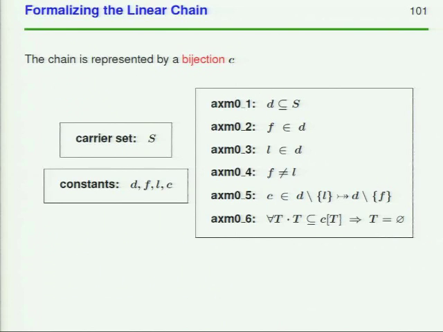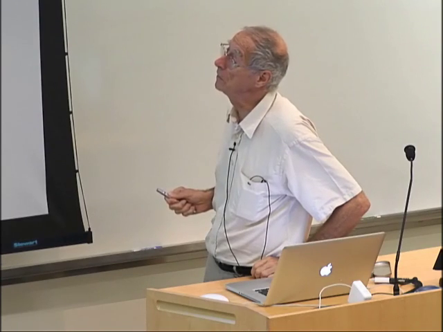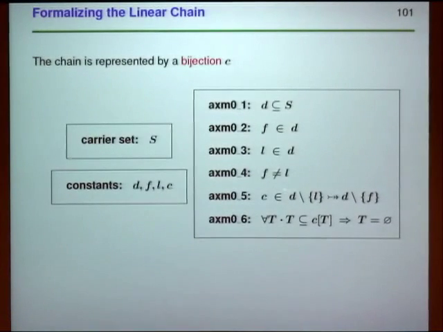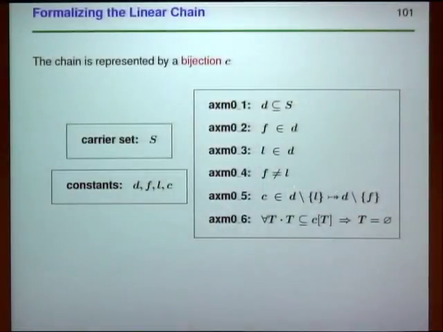Okay, so I have to formalize this and to formalize what it means to reverse this chain. So let me do this. D is the elements that are in the chain. F is in D, L is in D, F is different from L. And here I have something which seems to be a bit complicated. We are going to define C, which is the function corresponding to the pointing. And this is a bijection between the two sets D minus L and D minus F.